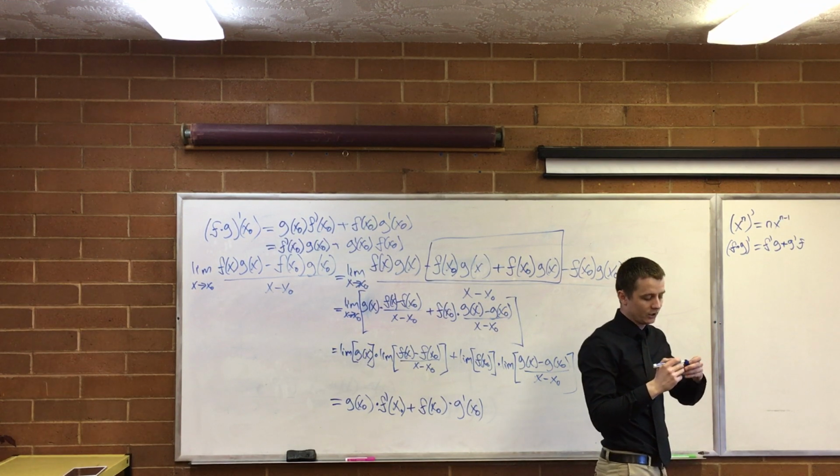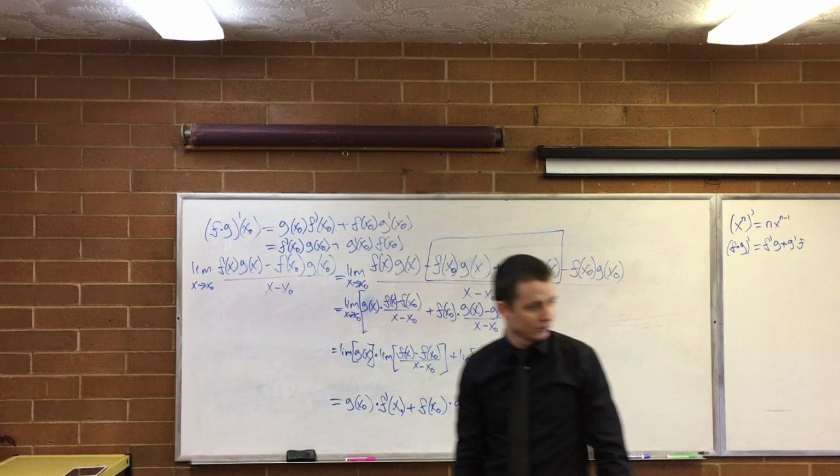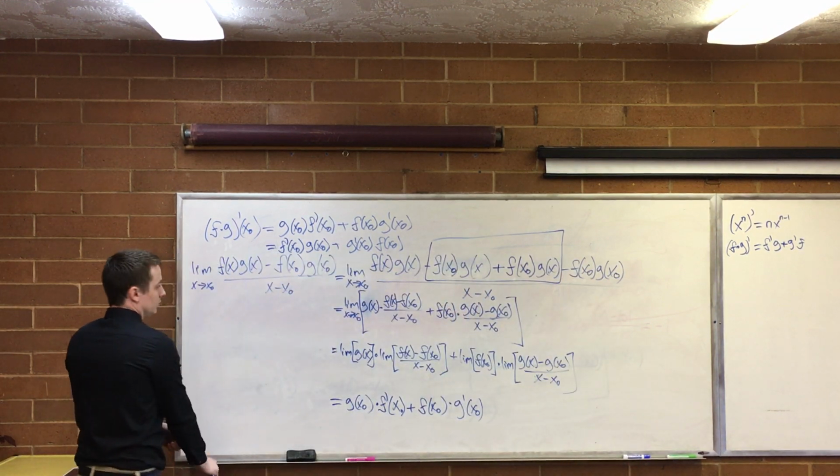The other ones you're going to use all the time are the quotient rule and then the chain rule, and then that's kind of all your basics. I never understood the chain rule. I'm going to be honest.